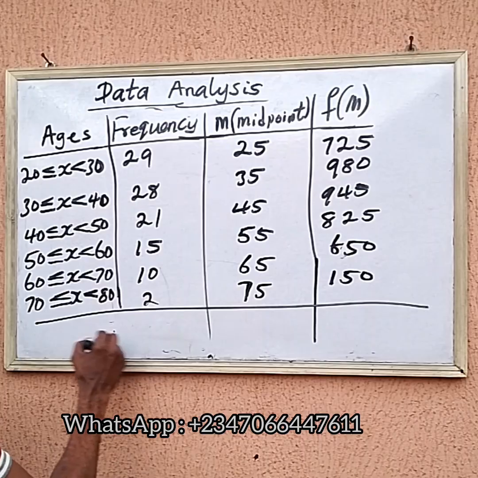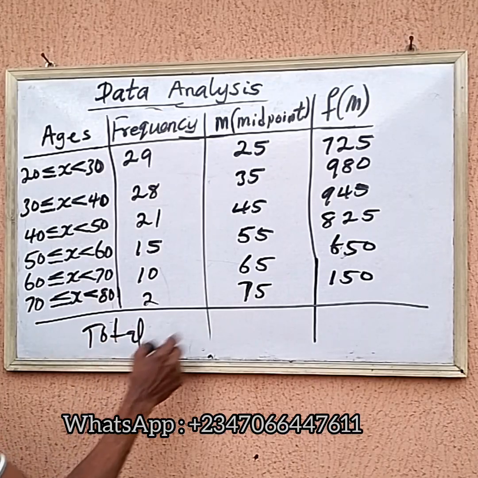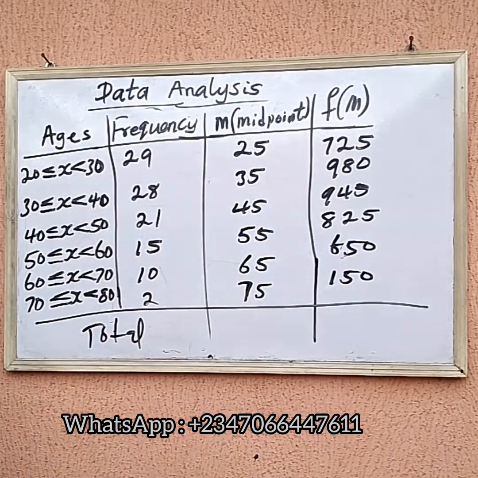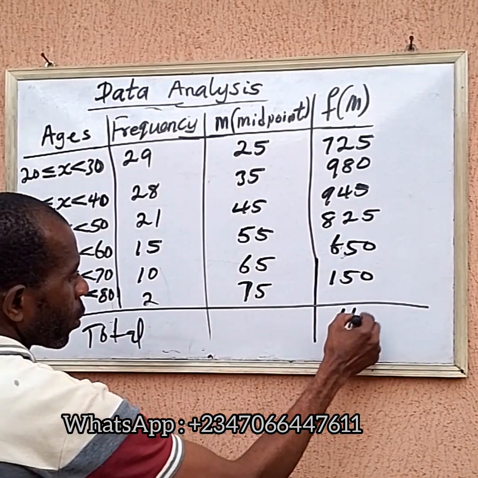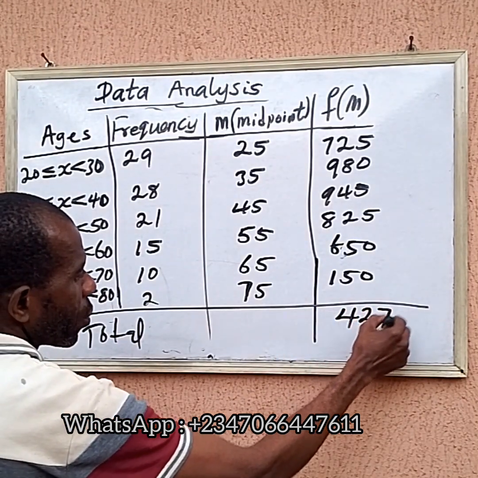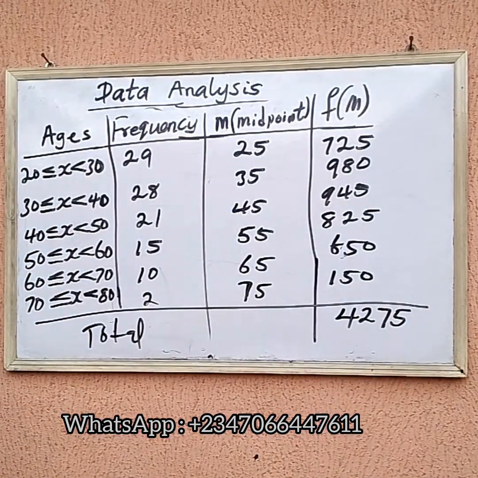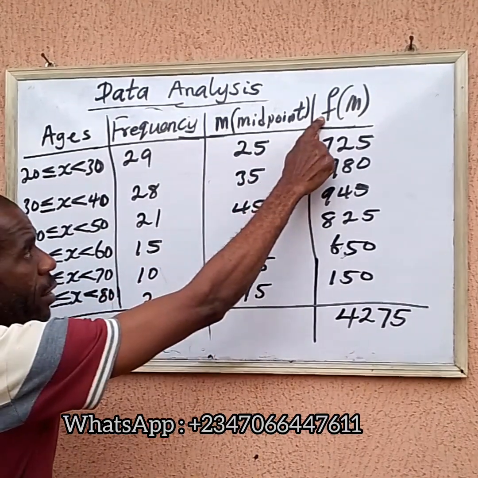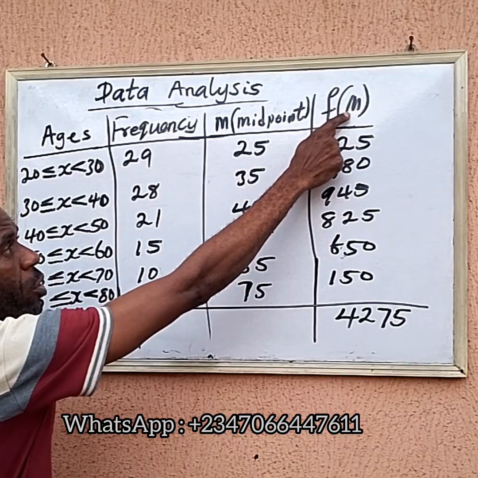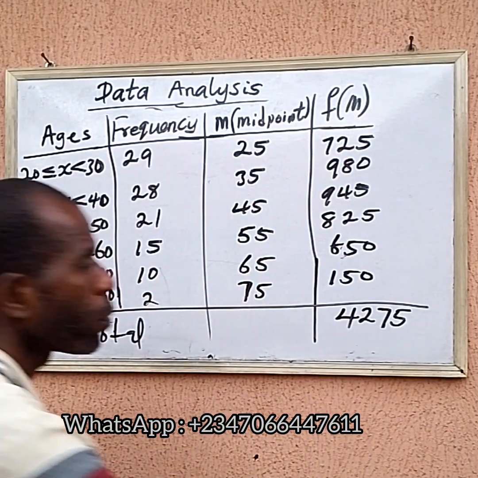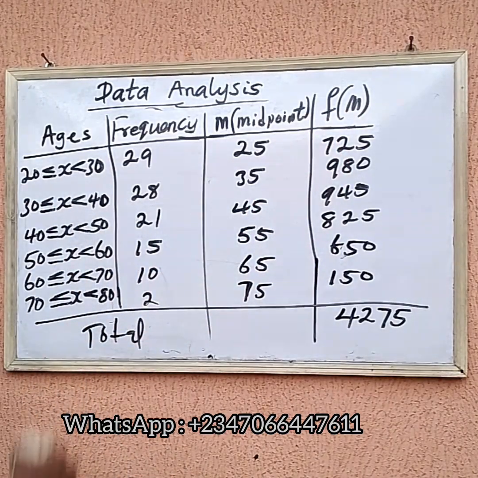Now let us find the summation. We're going to add up the frequency multiplied by the midpoint. When you add everything, at the end of the day it gives you 4,275. That is what you will have there. Let us clean the board.